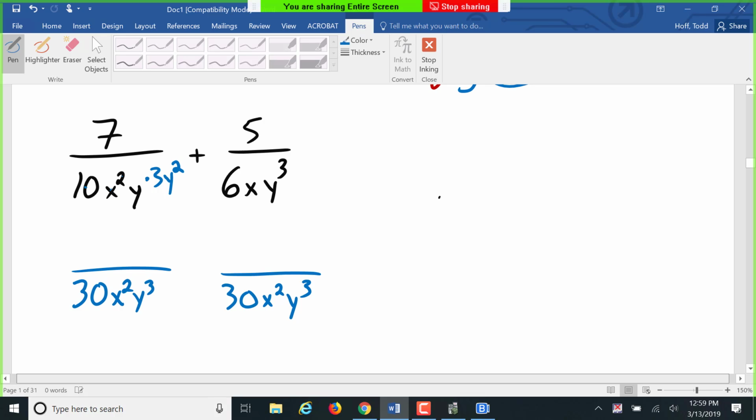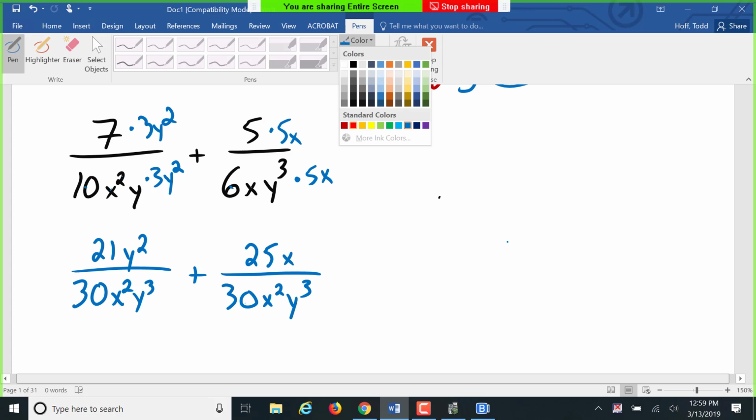That'll be times y squared, to get from y to y squared. So I'm multiplying by 3y squared here. 7 times 3y squared is 21y squared. Over here, what do I have to do to 6 to turn it into a 30? Times 5. Do I have to do anything to the x? Times x to get from x to x squared. For the y, nothing to do. So I multiply by 5x there to get 25x.